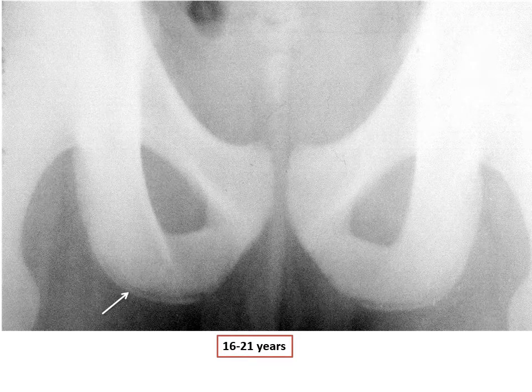Now coming to another X-ray of hip joint. Previously we have seen the triradiate cartilage. We have seen the iliac crest. Now we are seeing the ischial tuberosity. So this is how it looks if it has appeared but not fused. The age could be 16 to 21 years.